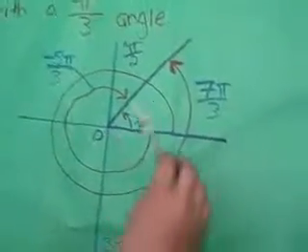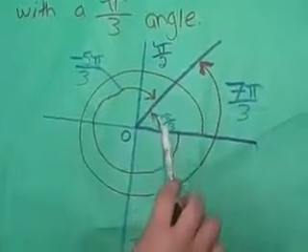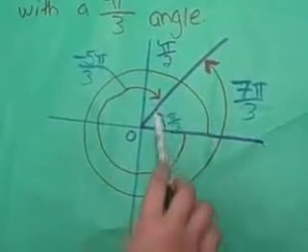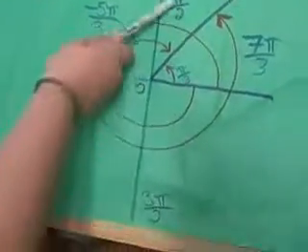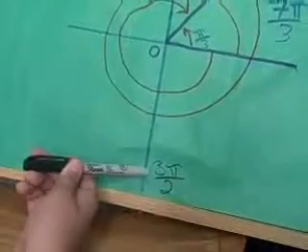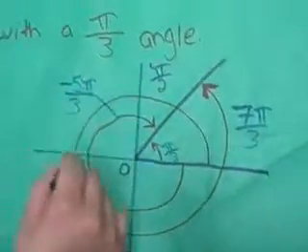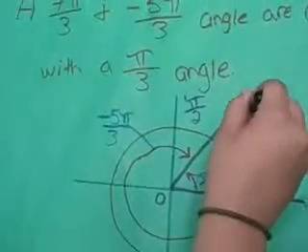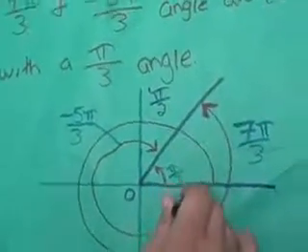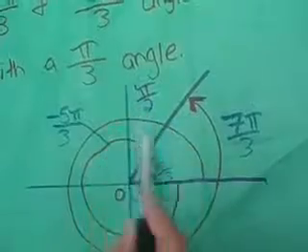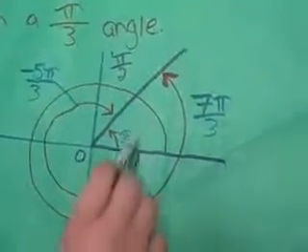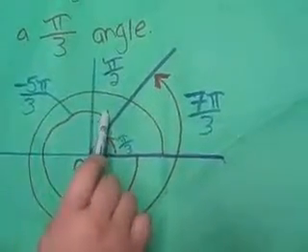Here is our angle. This is pi over 3. This is where it's found. And remember that pi over 2 is up here and 3 pi over 2 is down here. This is the revolution of 7 pi over 3, and this is the revolution of negative 5 pi over 3. And remember that we have to go backwards because it is negative.